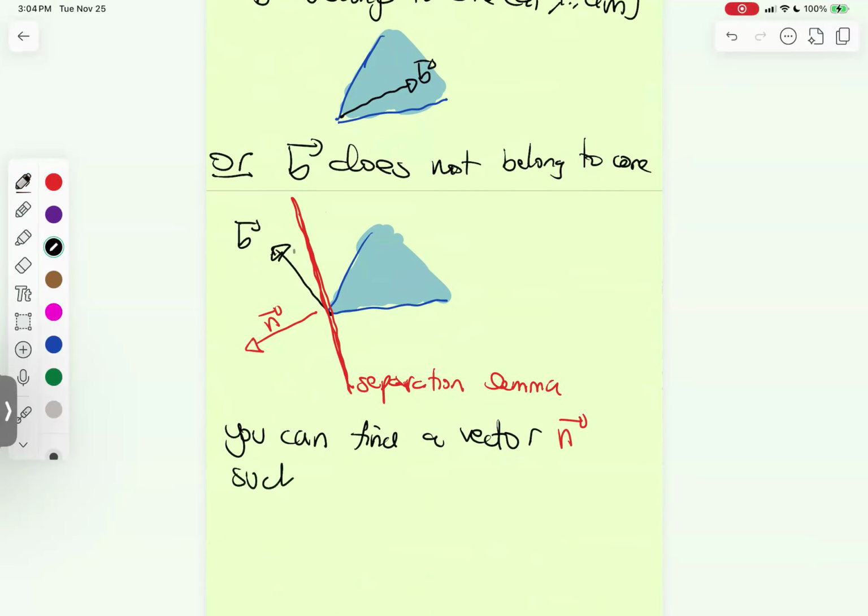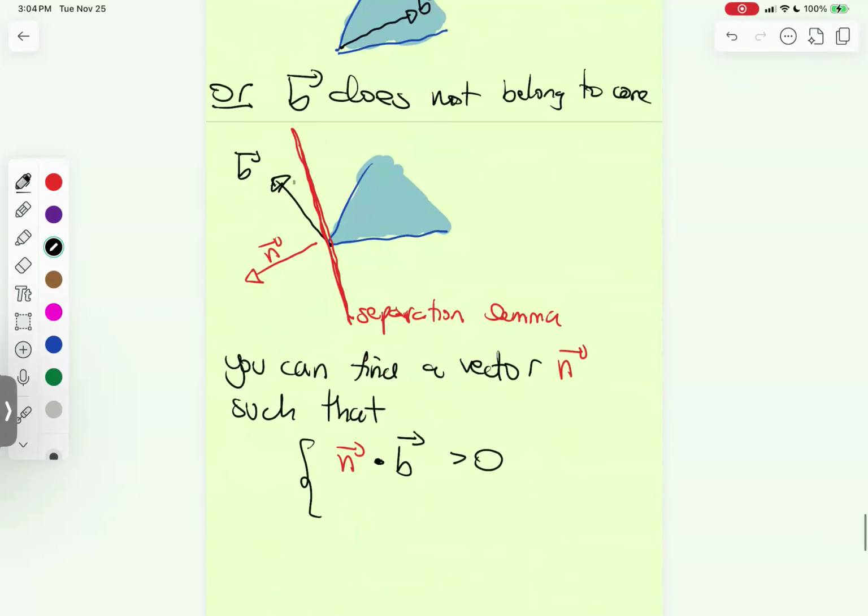Such that n dot b is positive, and n dot ai is negative for every i.